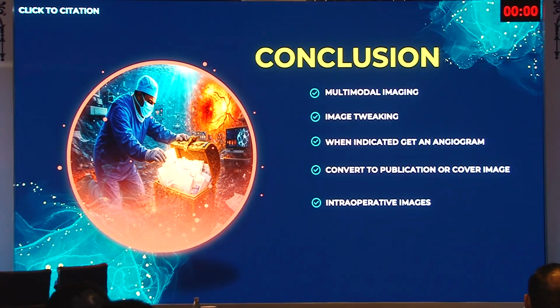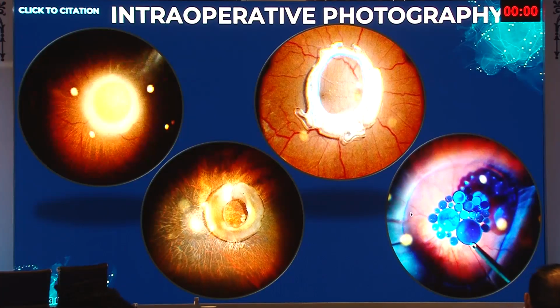So to conclude, multimodal imaging is extremely important. You can tweak your image by using either AI or the machine itself. So when indicated, always get an angiography, and you can try to convert your publication or get it to a cover image. And also sometimes intraoperative images are extremely good. You can get good intraoperative photography as well.